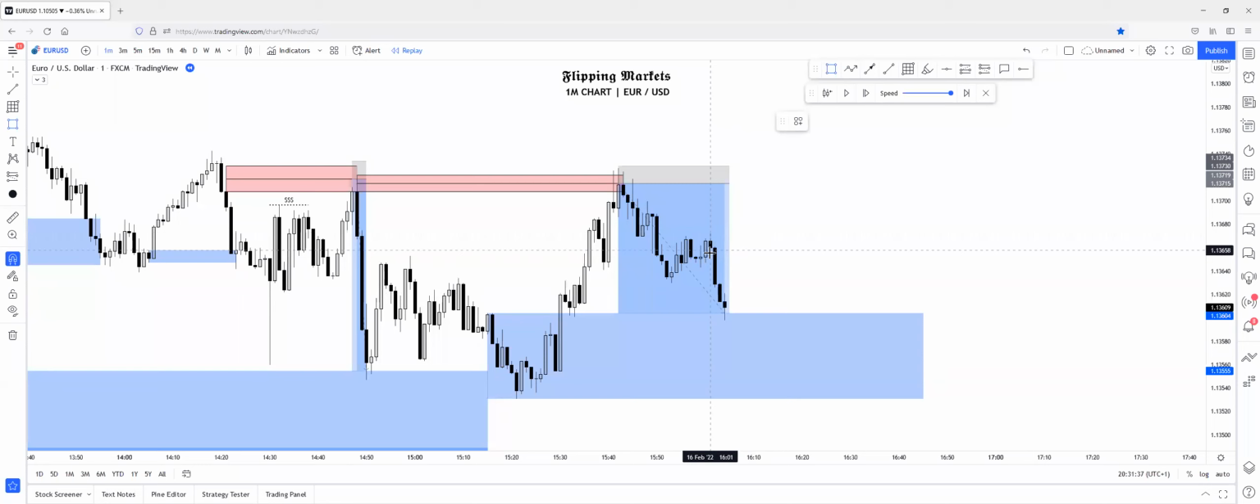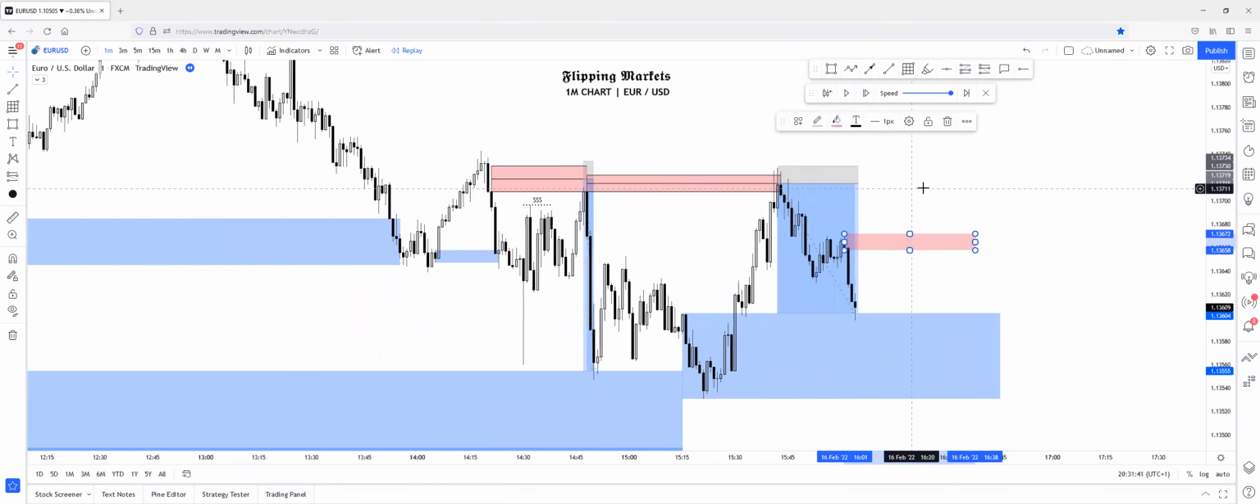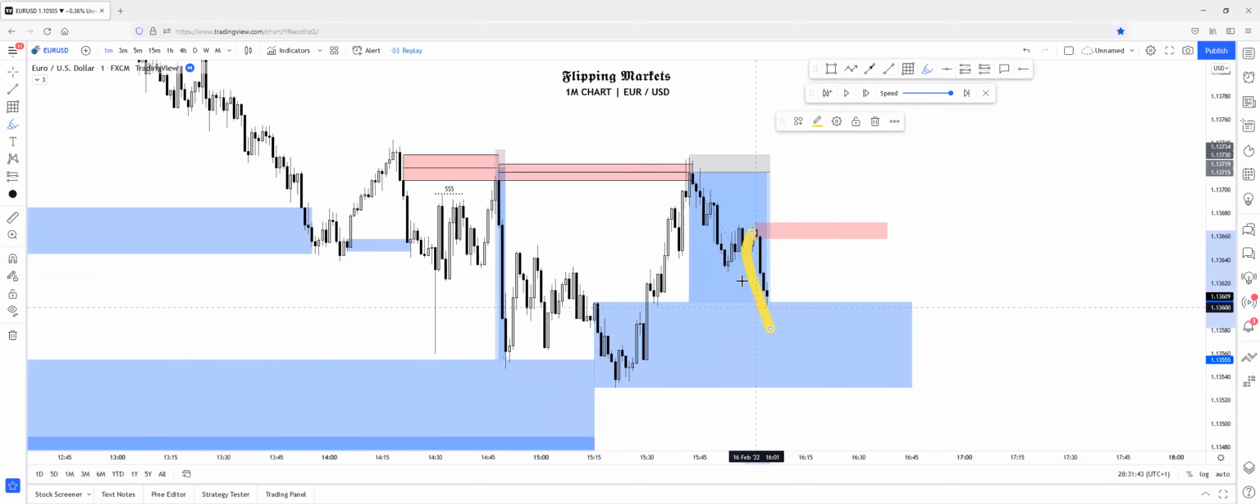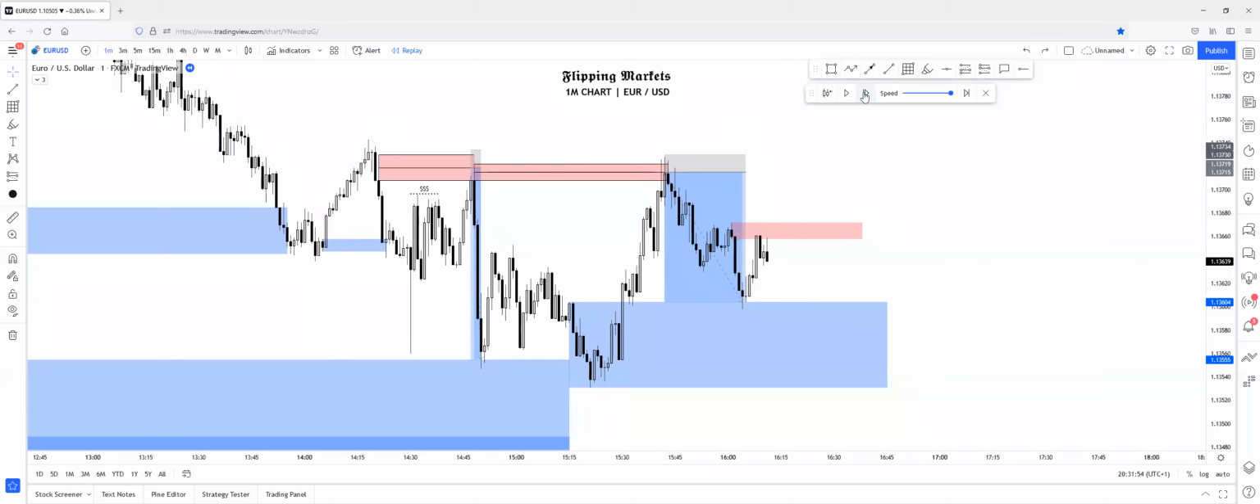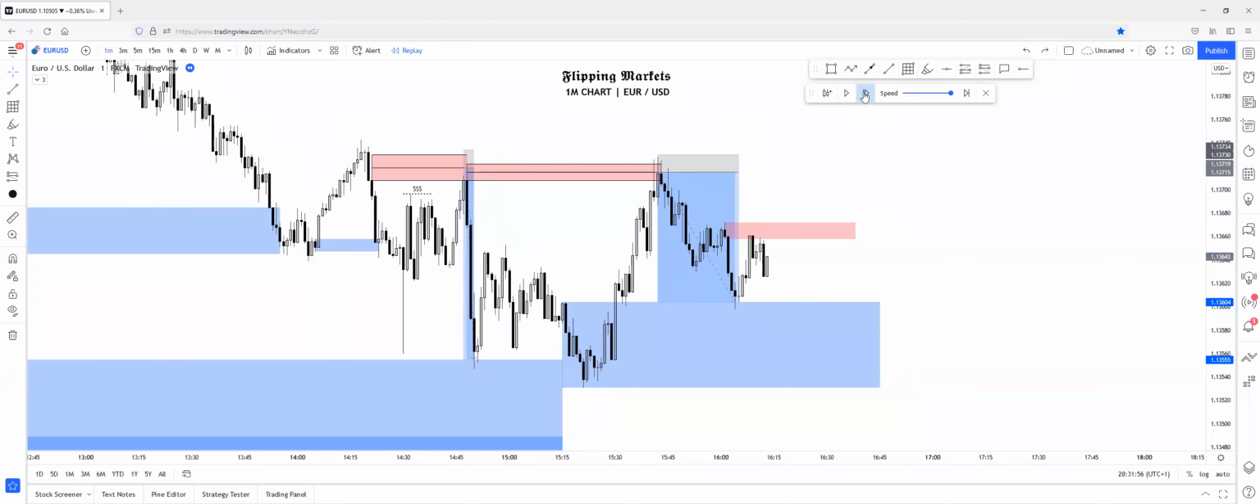Let's see the supply zone that has caused the zone tap. This is our last supply zone at this region that has caused the 15-minute zone tap with inefficient push, as you can see, liquidity sweep at this region. So it seems pretty nice, a pretty nice supply zone. Let's see how price reacts on this demand zone. Okay, it actually reacted on this zone and is reacting on this supply zone.